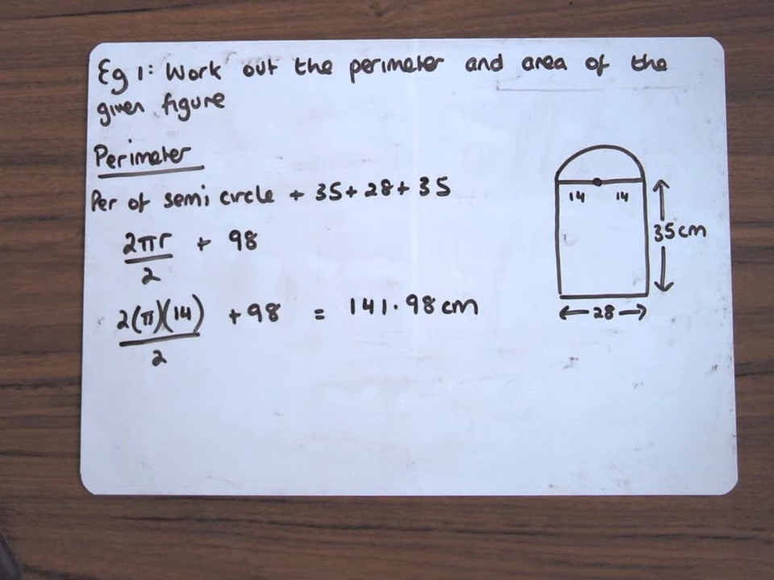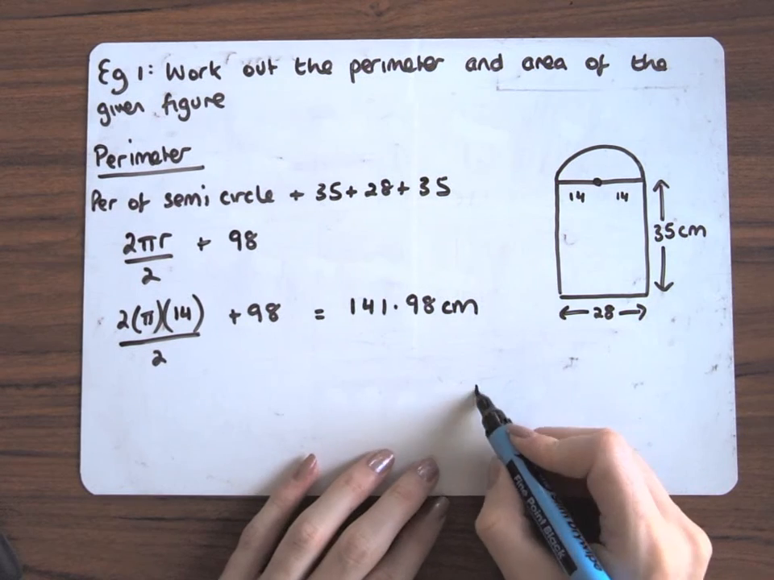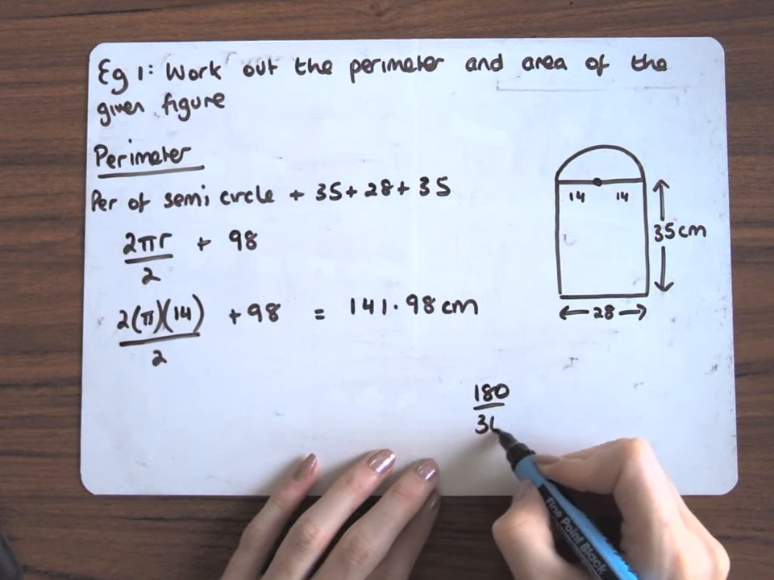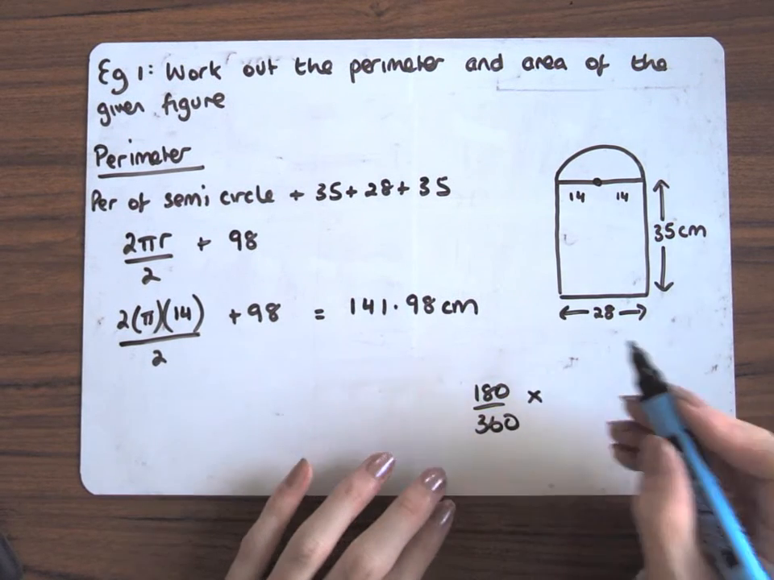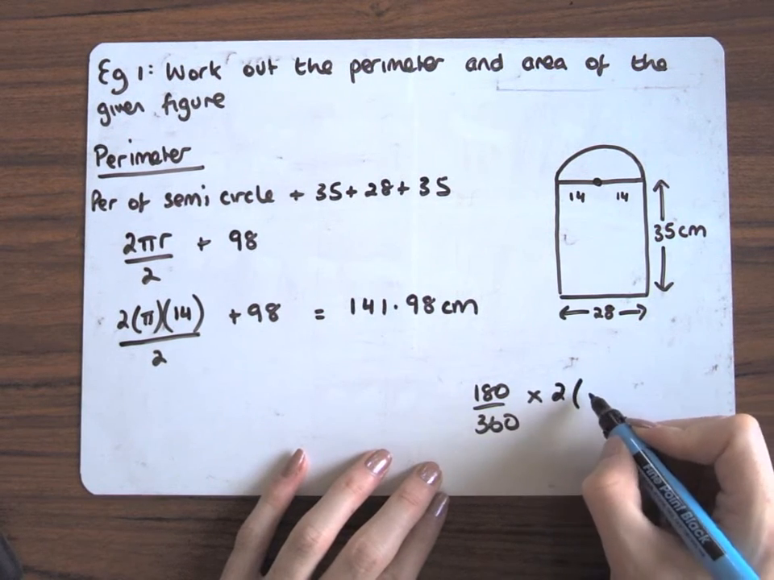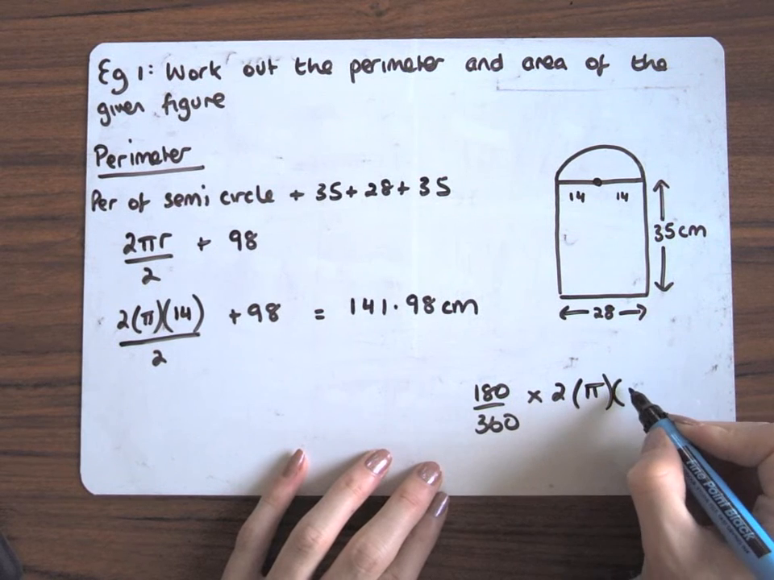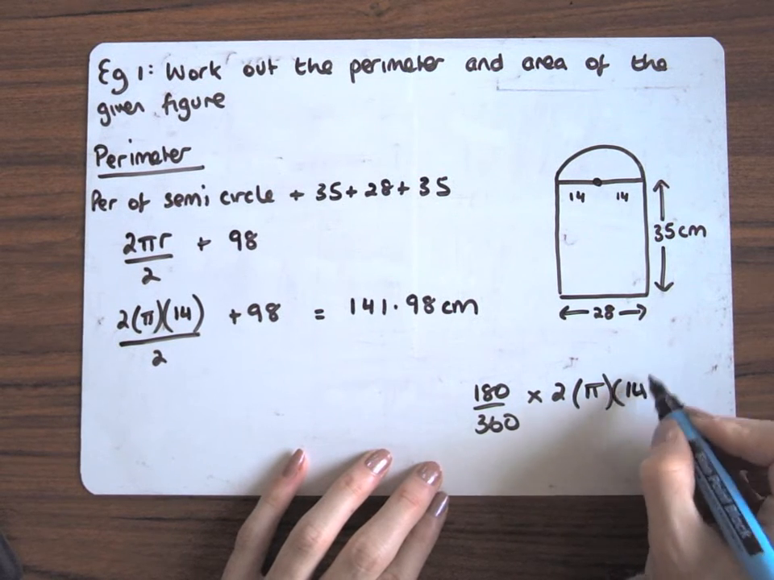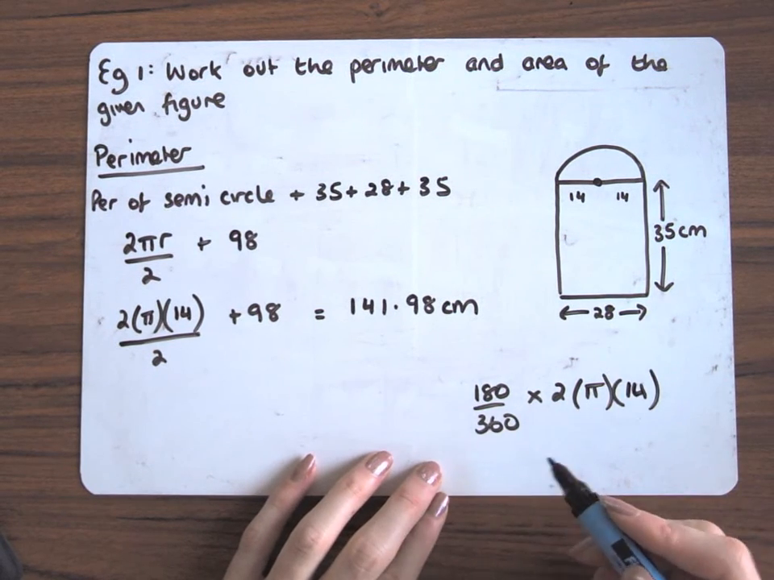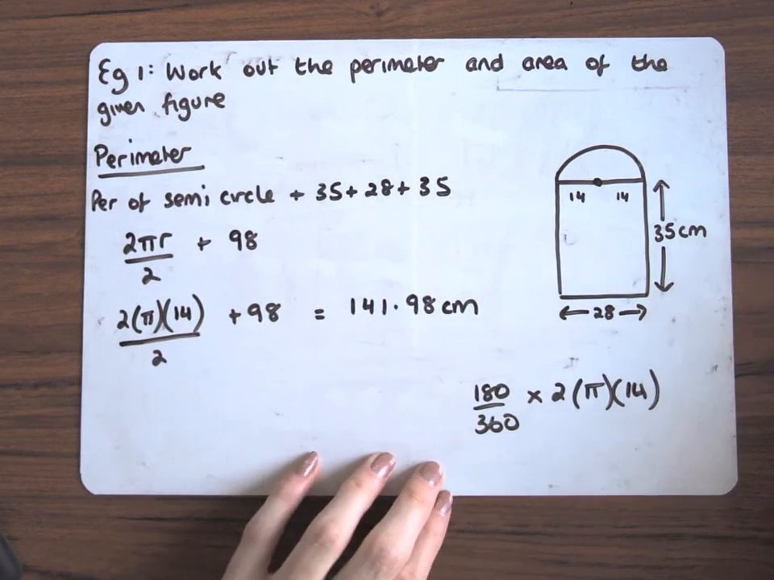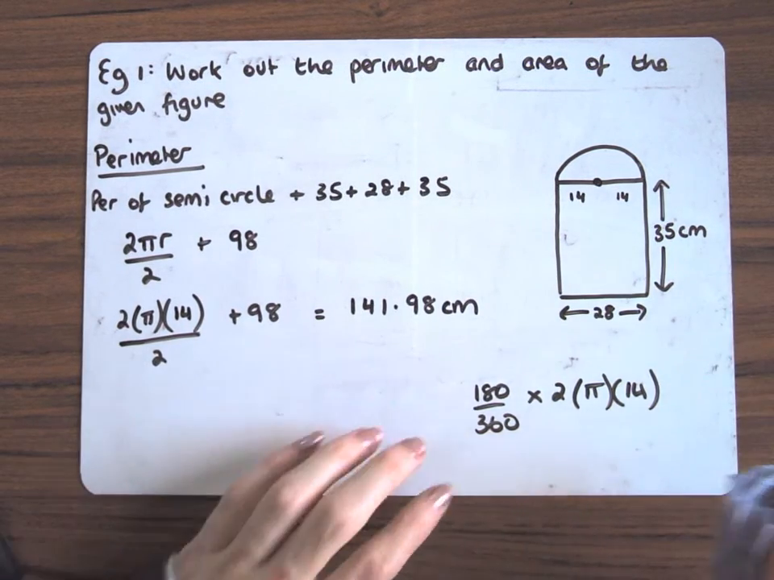If you were to do the 180 over 360, would you then multiply by r squared? Because it's perimeter, it would be 2 pi r. And then I should end up with the exact same thing. Yeah. Okay. So that's the sector way.